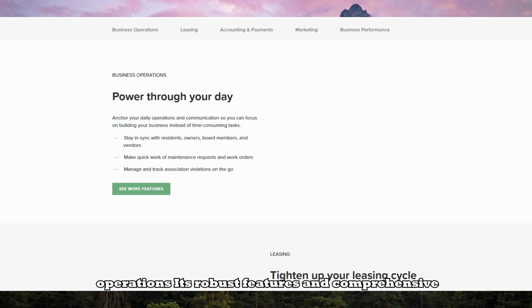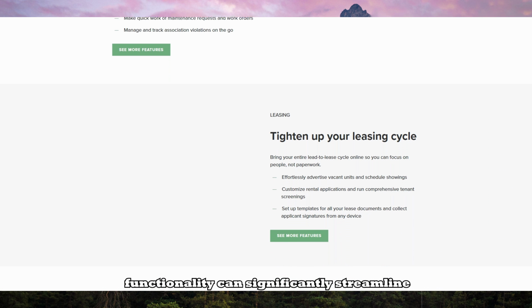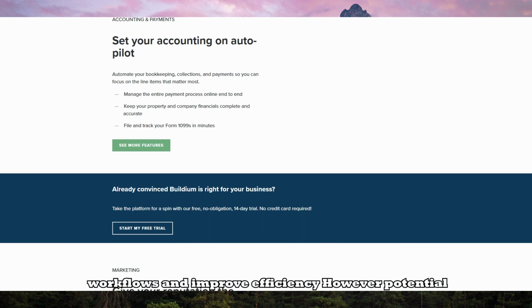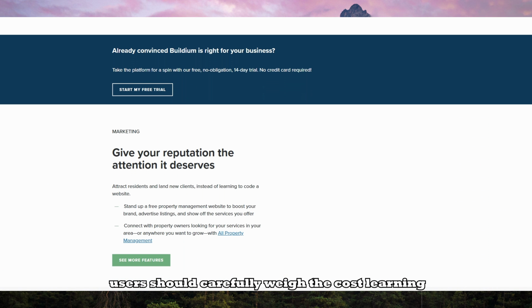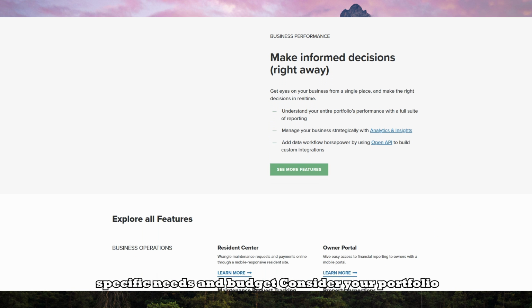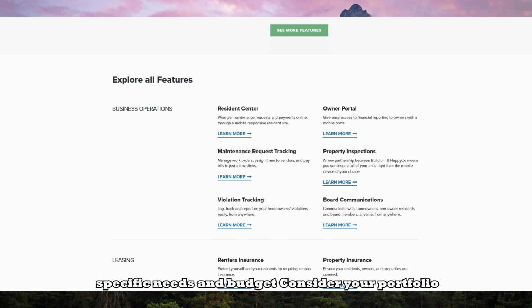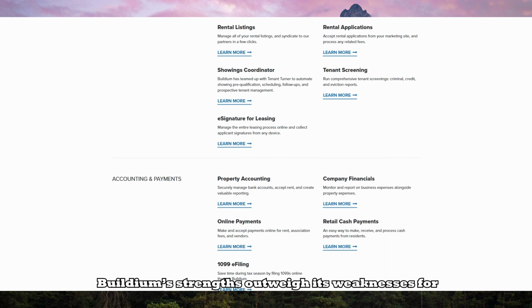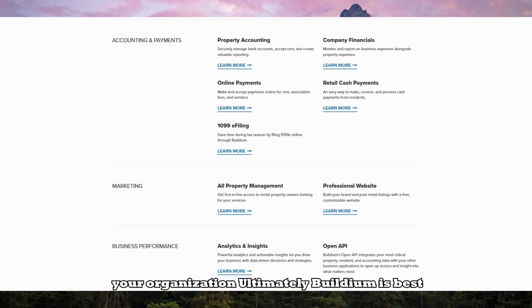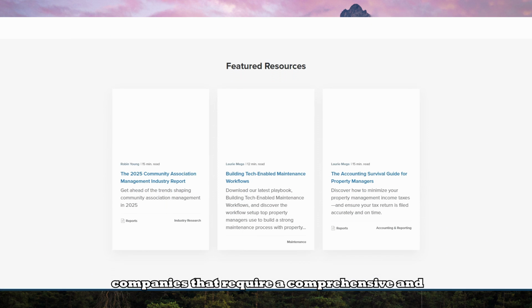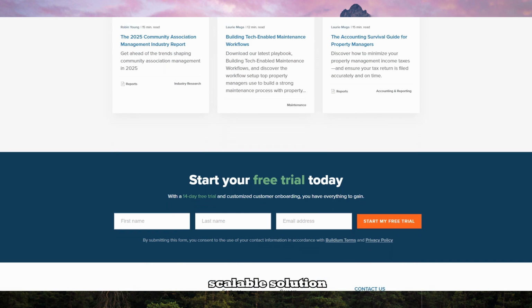Its robust features and comprehensive functionality can significantly streamline workflows and improve efficiency. However, potential users should carefully weigh the cost, learning curve, and potential limitations against their specific needs and budget. Consider your portfolio size and technical aptitude to determine if Buildium's strengths outweigh its weaknesses for your organization. Ultimately, Buildium is best suited for established property management companies that require a comprehensive and scalable solution.